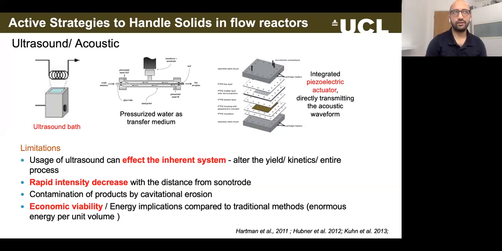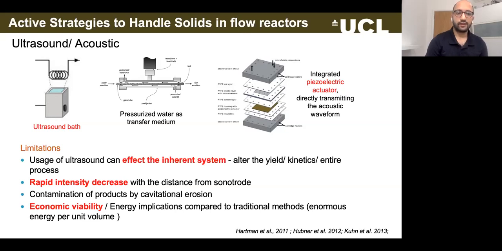But though ultrasound works well for a lot of systems, there are some limitations of using an ultrasound or active force-based strategy. The use of ultrasound can affect the inherent system. Though it keeps the particles from depositing on the walls, it can alter the yield or the kinetics of the entire process. And the ultrasound energy always decreases with distance from the source. From the sonotrode, the ultrasound probe, the reactor points which are a little far from it see the intensity decrease with distance. So in some parts of the reactors the particles form properly, while in other parts plugging or clogging happens.